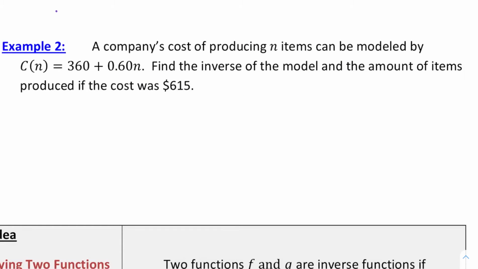Okay, so we've got this function that gives us the cost of producing n items. So our original is if we plug in the number of items we're producing, it outputs the cost. We want to find the inverse of this model. So the inverse is going to swap the input and the output.